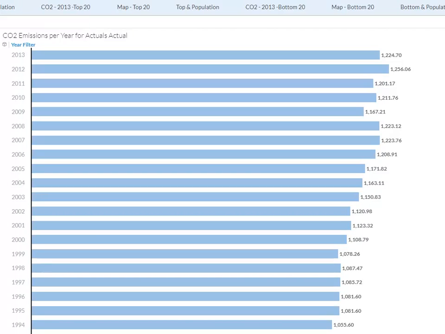First of all, we've presented the CO2 emissions per year for the past 20 years. It's worth noting that the trend is slightly upwards towards 2013. However, there are some years, such as 2009, which are noticeably down. This is likely the result of the global financial crisis, where consumers were buying less, meaning companies were producing less, resulting in less emissions.